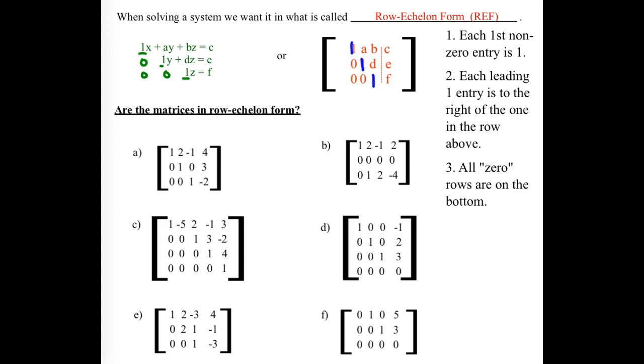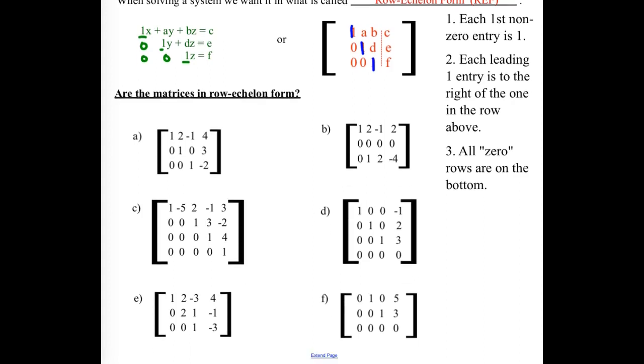Okay, going through each of these. The first one, is it in row echelon form? Yes. The first number that is not a 0 in every row is a 1. We don't have any completely 0 rows to worry about. And as we move down each row, our 1 moves further to the right. Yes?